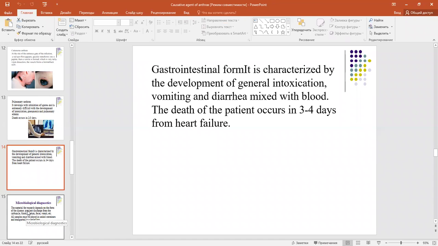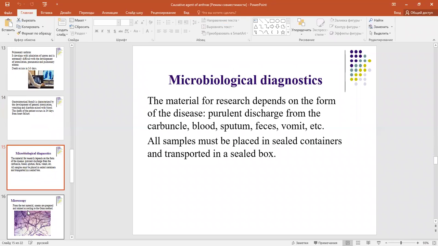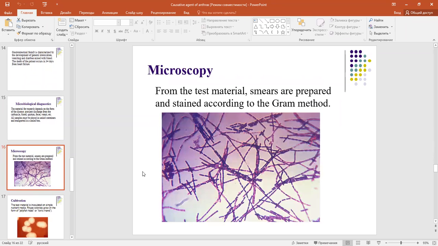And then microbiological diagnosis. The material for research depends on the form of disease. So maybe we have to take some specimen from the carbuncle, from this ulcer. Maybe blood. Septic form develops when bacteria multiply in the blood. In pulmonary anthrax, sputum should be examined, of course. In gastrointestinal anthrax, feces, vomit, and so on. All samples must be placed in sealed containers and transported in a sealed box, of course. It is a dangerous infection.